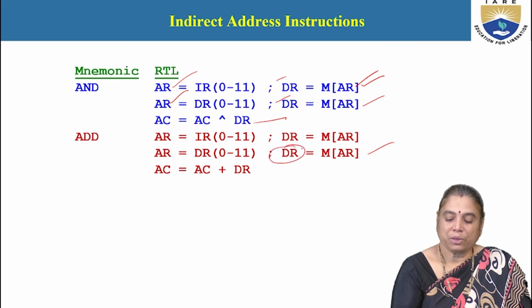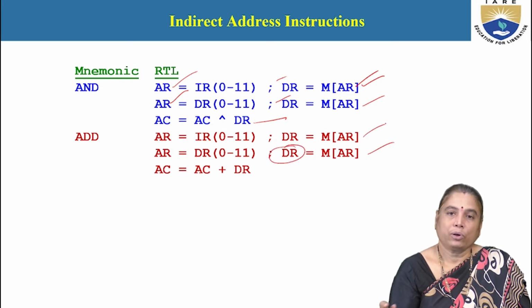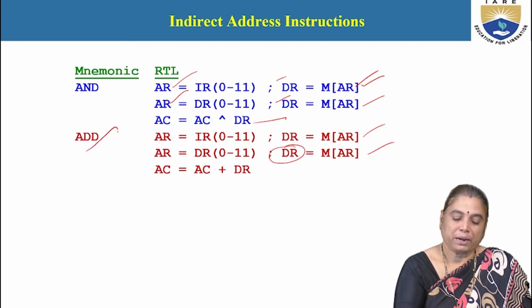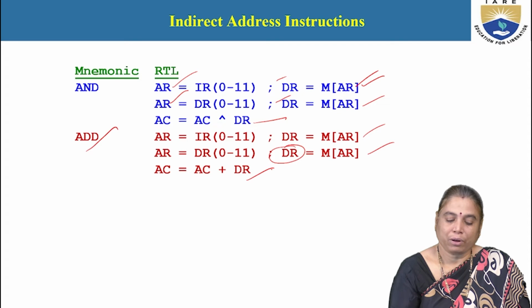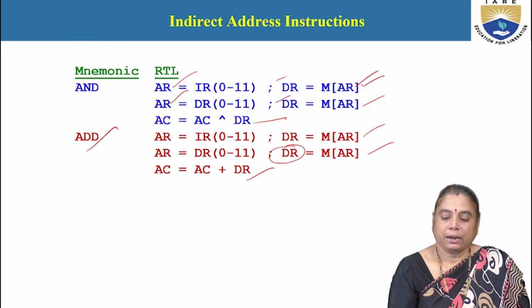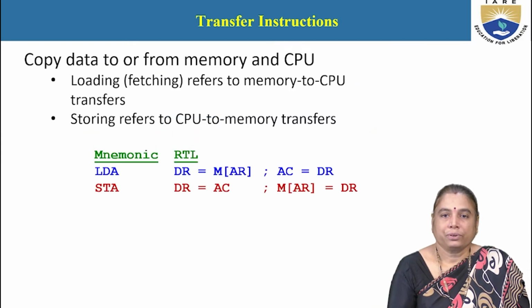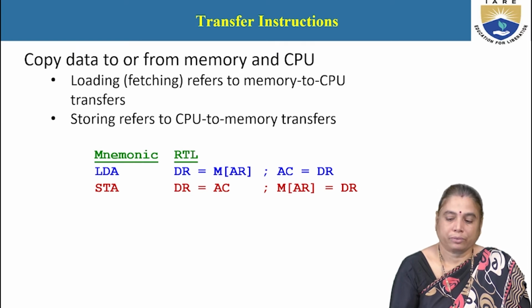The DR register can use 2 cycles to locate the required operand. After acquiring the required operand in the DR, along with the AC, the arithmetic addition operation can be performed in case of the add instruction. In this way, in the indirect address, the DR register can acquire the operand by using 2 memory cycles. How can the transfer of instructions take place in case of memory referenced instructions?